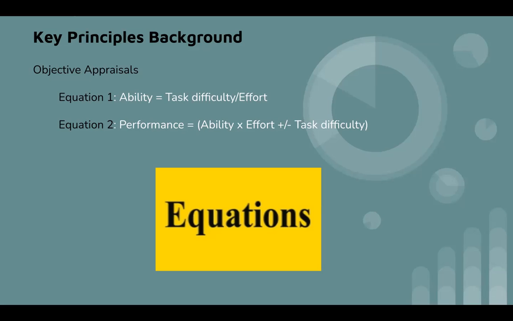According to the first equation, if two salespeople put forth the same amount of effort, the one who performs the more difficult task is expected to have the greater ability. And if two salespeople accomplish the same task with the same levels of performance, the one who expends less effort is expected by the rater to have the higher ability. According to the second equation, a sales manager's perception of a salesperson's performance is a function of ability times effort plus or minus the effects of the differing task.